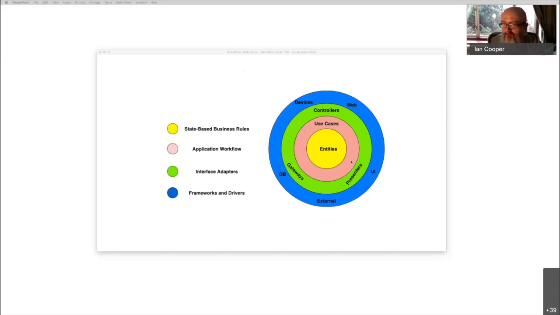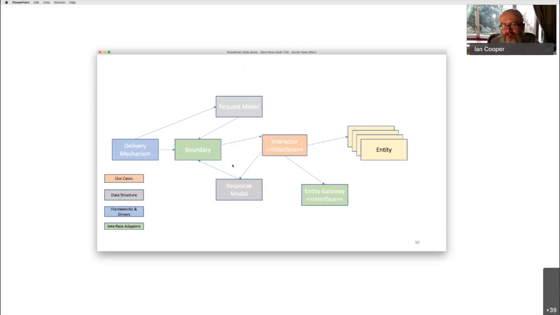It's about layering. Right. Okay. So given that, we can look at something like this: delivery mechanism, boundary, interactor, entity. Boundary effectively is things like controllers, interactor effectively is our use cases. Entity is the things we're dealing with.